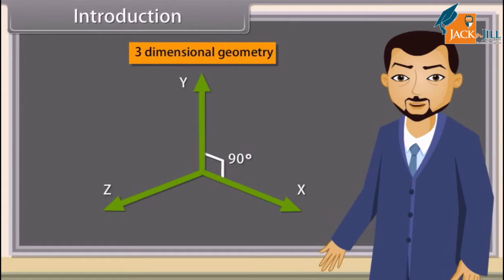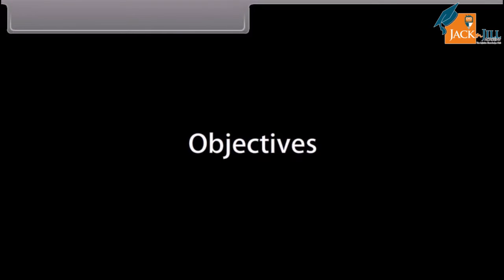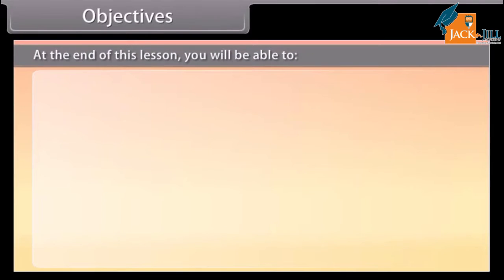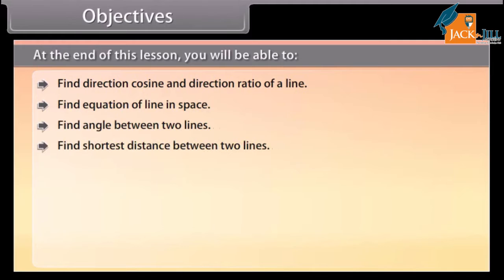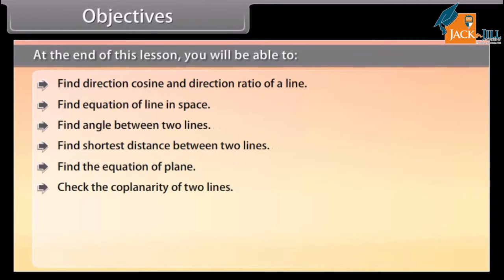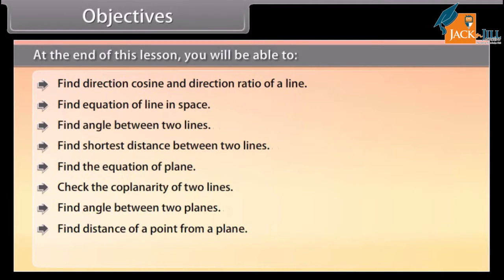In this lesson, you will learn three-dimensional geometry. Objectives. At the end of this lesson, you'll be able to find direction cosine and direction ratio of a line, find equation of line in space, find angle between two lines, find shortest distance between two lines, find the equation of a plane, check the coplanarity of two lines, find angle between two planes, find distance of a point from a plane, find angle between a line and a plane.